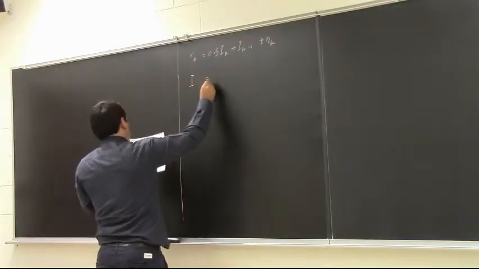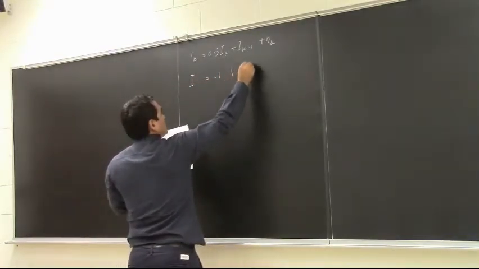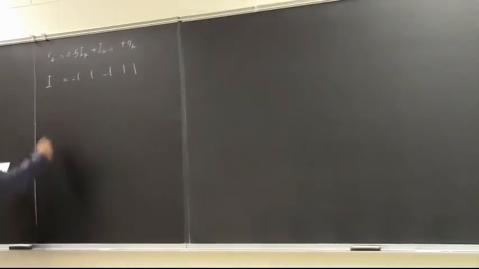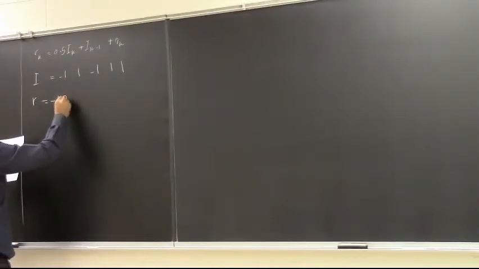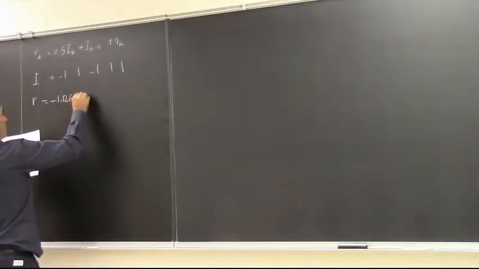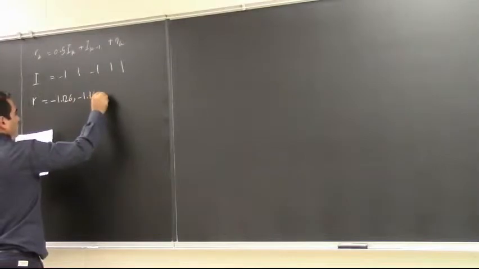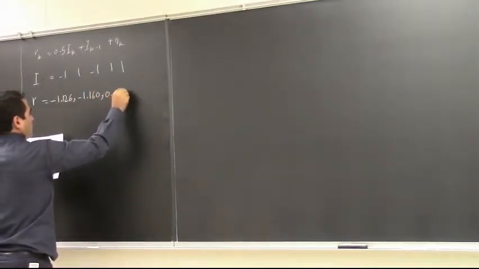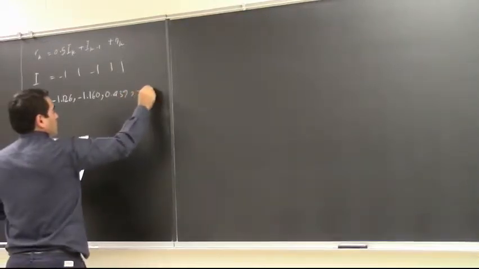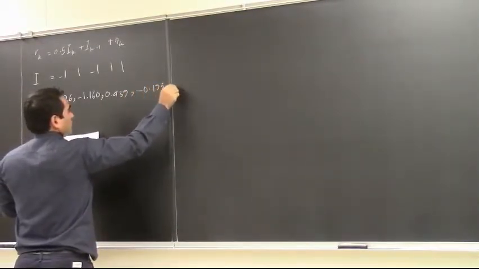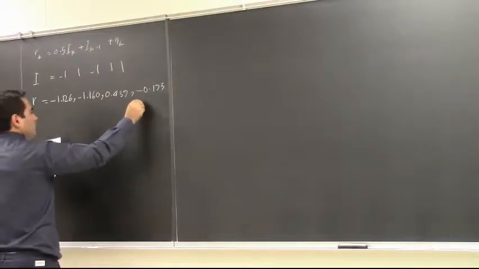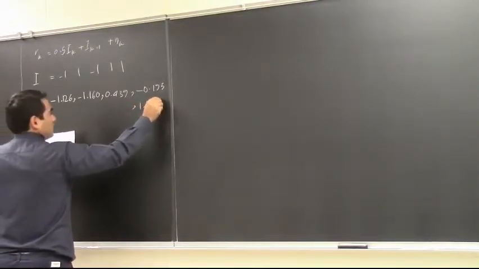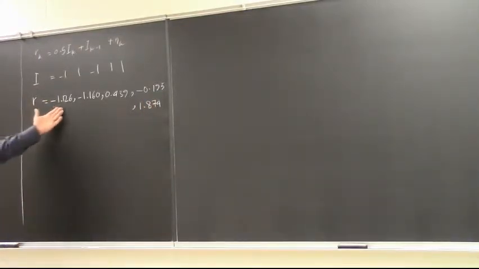Suppose you are transmitting this sequence: minus 1, 1, minus 1, 1, 1. And also, suppose you receive symbols minus 1.2, 1.26, minus 1.60, 0.439, minus 0.15, and finally the last one, 1.87. This is the sequence of received symbols.